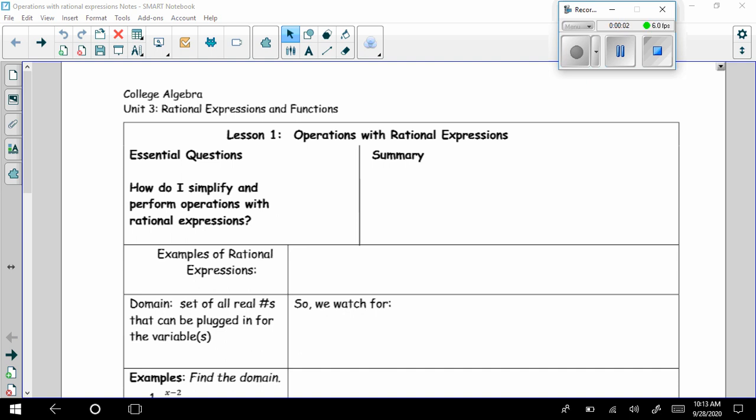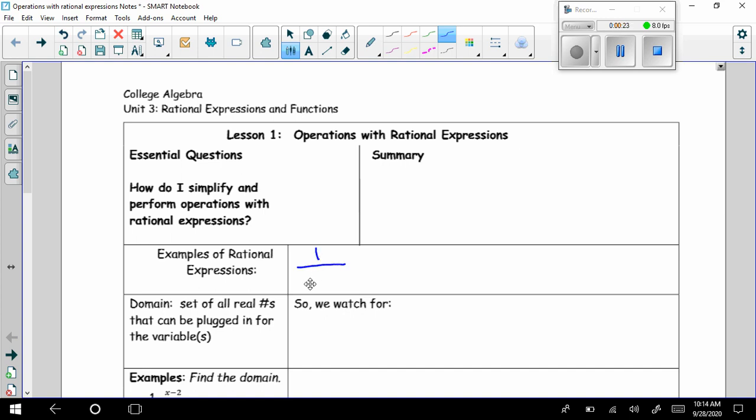Hey everyone, so we're going into lesson 1 of unit 3. We're going to look at rational expressions and equations this unit. Really not so much functions. I probably should change the title, but examples of rational expressions, when you think rational numbers, hopefully you're able to classify those by now.